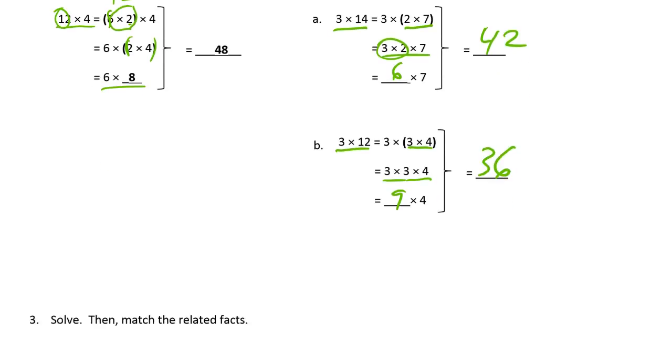I think an easier way to do this would be to use the distributive property, but this works pretty well. If you know your fours or you know your nines, you're really good at using those, and that's a good strategy there.